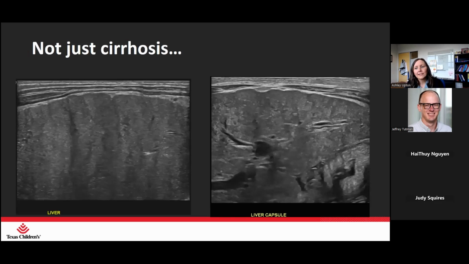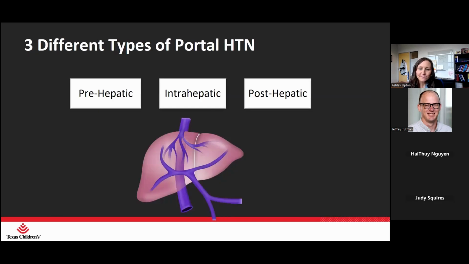And one important idea that I want to note is that portal hypertension is not just cirrhosis. It's often assumed that if a patient has portal hypertension, they must have a cirrhotic liver. Well, this just isn't true. There are many other reasons to have portal hypertension.